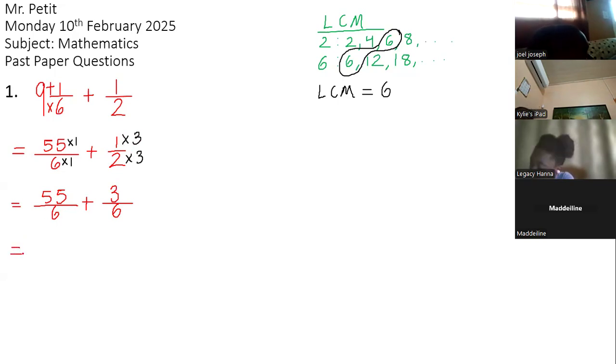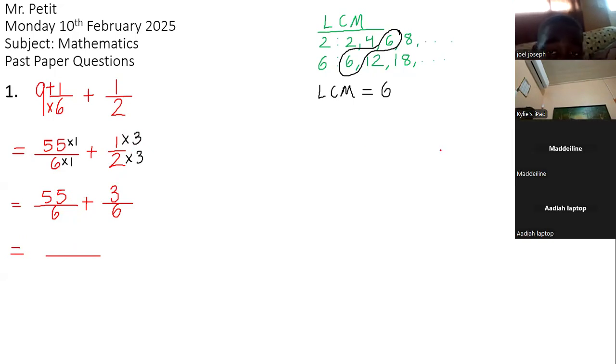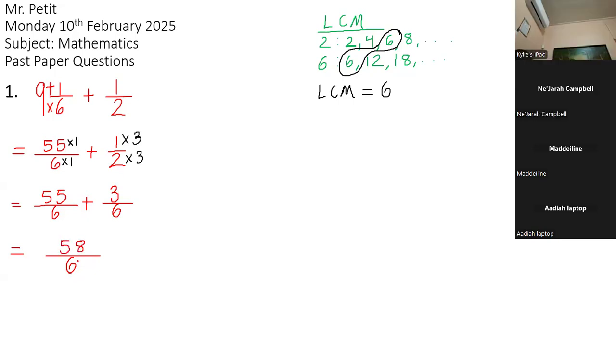So now we have to add these two fractions. Class, do we add the denominators? No, sir. We do not add the denominators. We keep the 6. If you add that, you automatically fail. 55 plus 3 is what? 58. Very good. So it's 58 over 6.